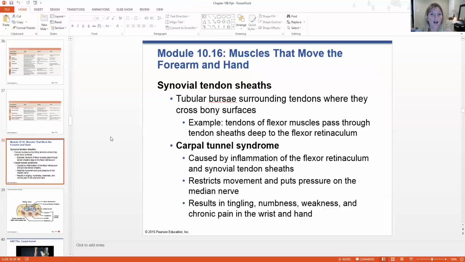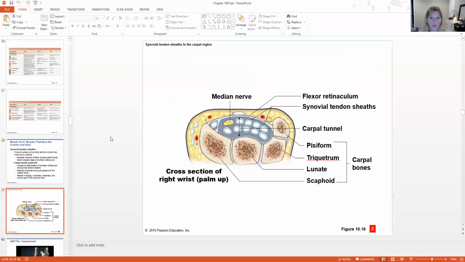You have bursa that are surrounding. There are synovial tendon sheaths that basically have bursa around them, protecting them from bony surfaces. These tendons of our flexor muscles pass through little tendon sheaths to the deeper flexor retinaculum area. There's also carpal tunnel syndrome. Carpal tunnel syndrome is basically an inflammation of that flexor retinaculum and the tendon sheaths. So it basically is restricting movement, putting pressure on that median nerve that is within that area, and that produces that tingling, numbness, and weakness that's associated with carpal tunnel syndrome.